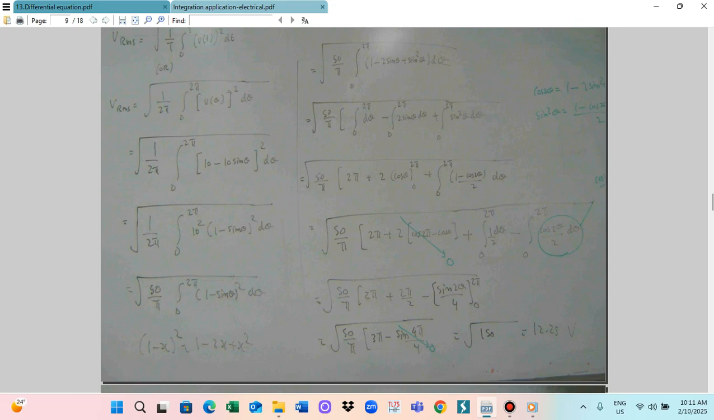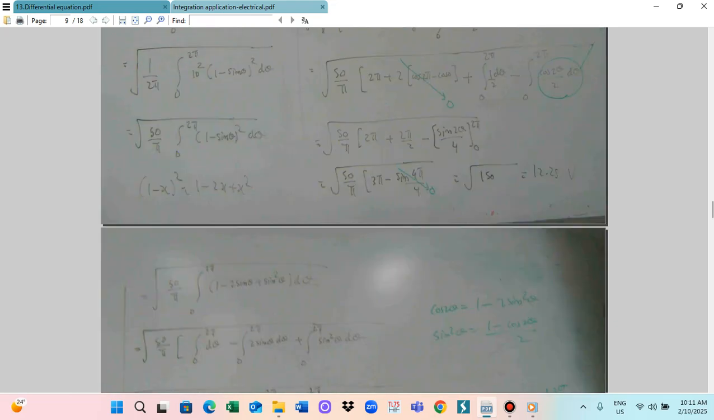So sine 0 is 0. Sine 4 pi is sine 720 degrees, since pi is 180 degrees. So sine 720 degrees, you substitute, and using the calculator you get 0. So this becomes 0, and the whole thing will also become 0.